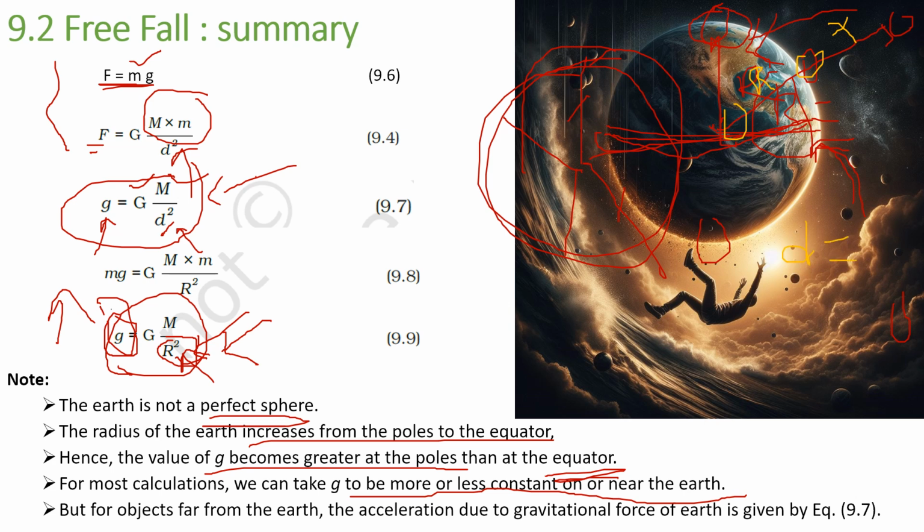So for the objects far from Earth, acceleration due to gravity is given by this equation, 9.7, where distance is equal to what? R, the radius of the Earth, plus this extra distance, or simply, the distance between the center of these points and the center of these points. It's equal to the radius of this plus the distance of this object from this, right? That's one. This is the summary of gravity, acceleration due to gravity, and free fall.